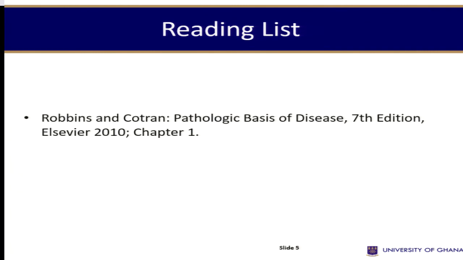Your reading list is: 1. The Robbins and Cottrell Pathologic Basis of Disease, 7th edition, 2010. You will find this in chapter 1 of Robbins and Cottrell.